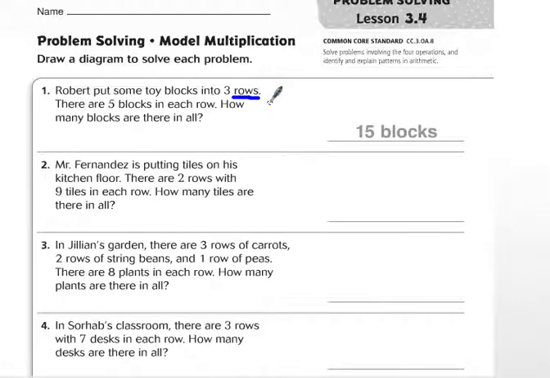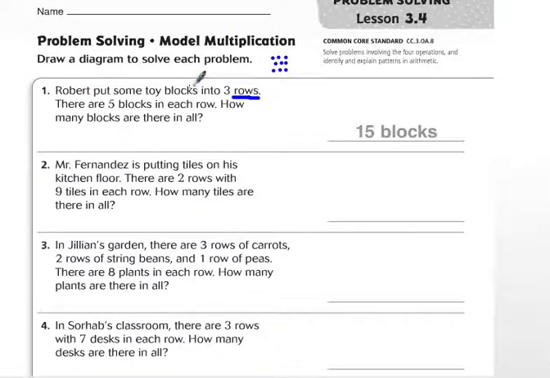What does the word row make you think of? Does it make you think of equal groups? Does it make you think of number lines? Does it make you think of arrays? When I think of rows, it makes me think of arrays. Remember we did arrays where they were rows with equal amounts in each row?